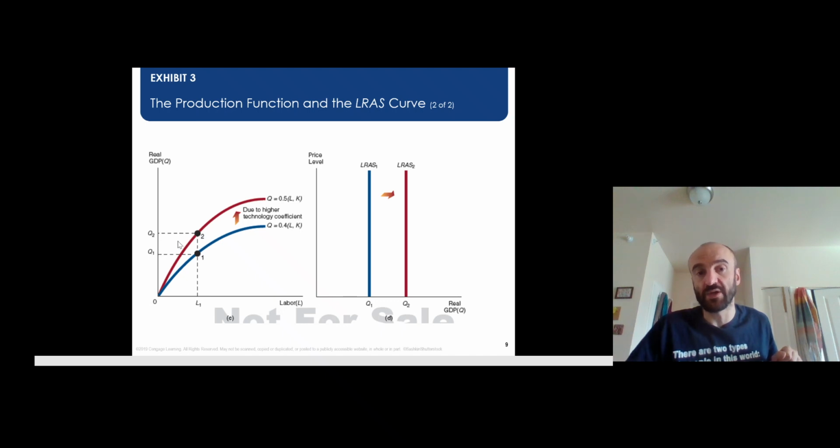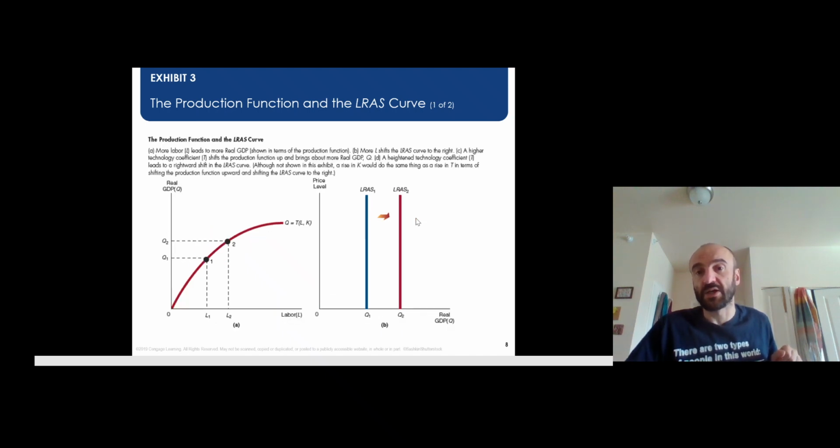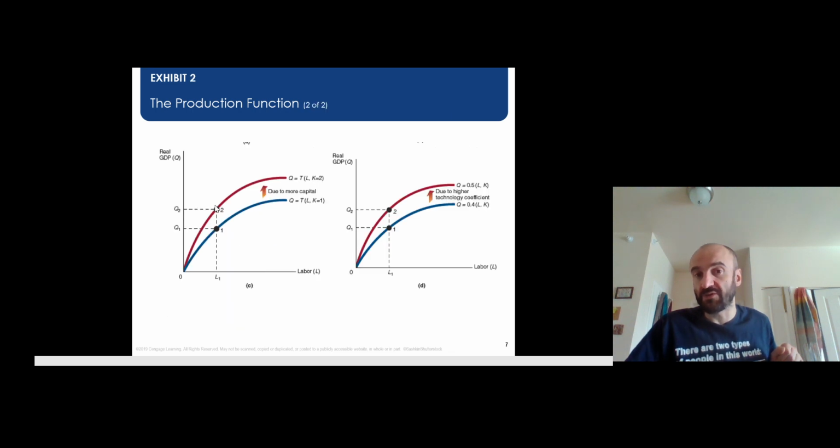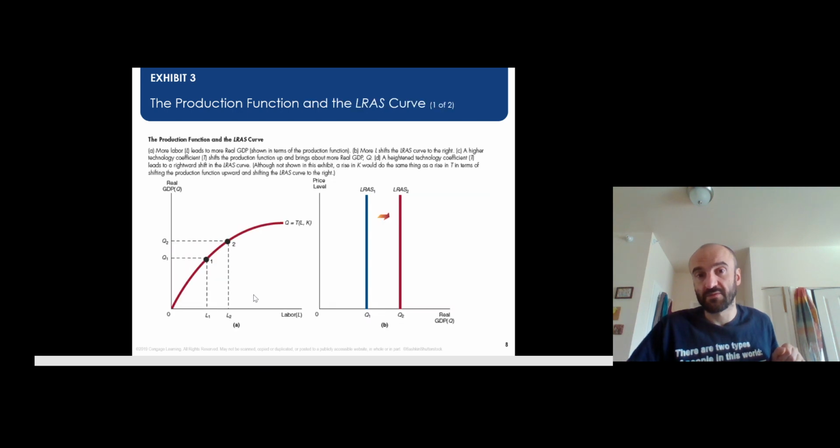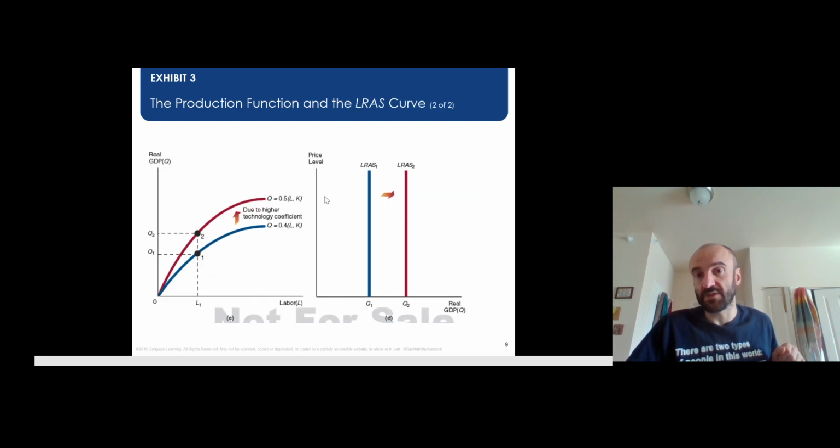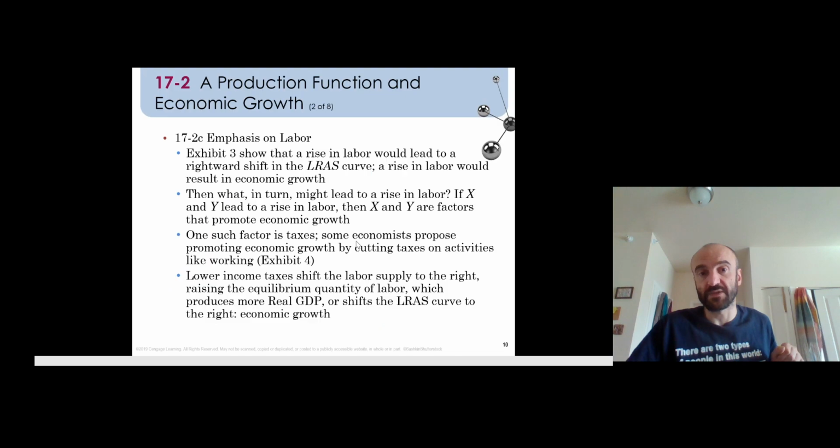In both cases, the long run aggregate supply curve shifts to the right because you make more stuff. You go from Q1 to Q2. The curves do not care whether you went from Q1 to Q2, from lower GDP to higher GDP, by working harder, or by having better tools and machines. It's the same. The final result is the same.